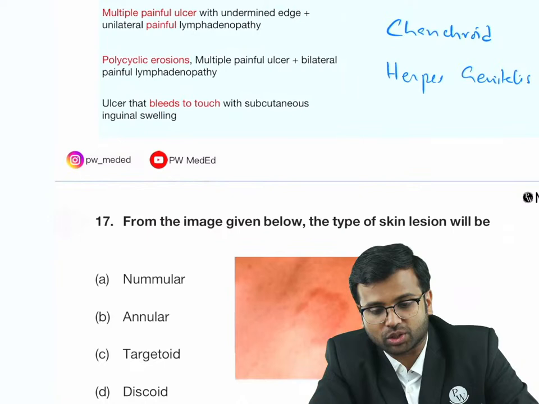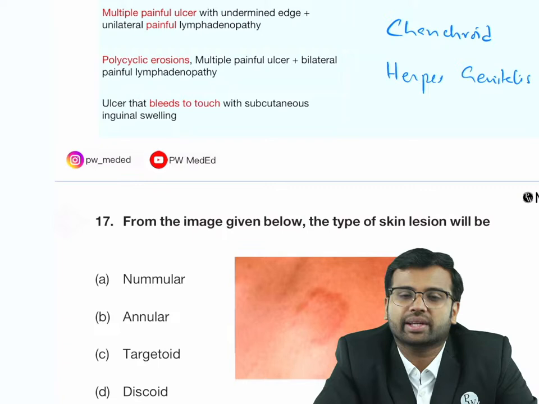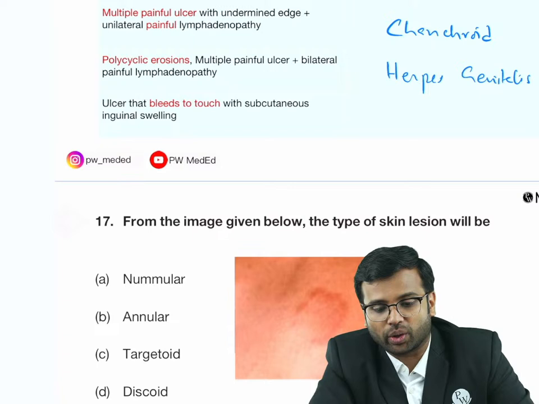And the last one is ulcer that bleeds to touch with a subcutaneous swelling. So beefy red ulcer that bleeds to touch. Just now I have explained you the same. That is going to be seen in donovanosis.